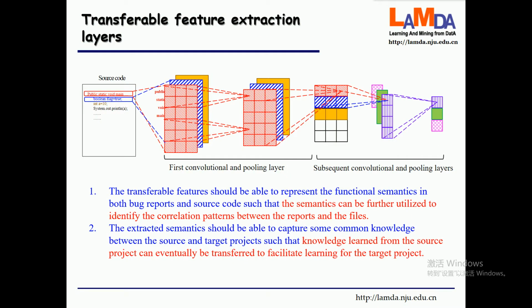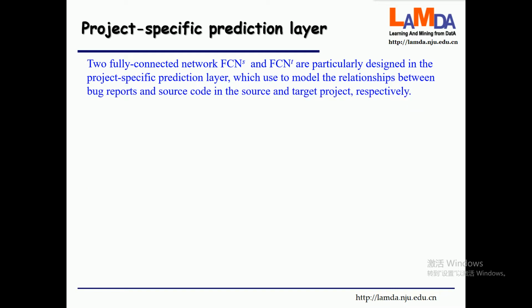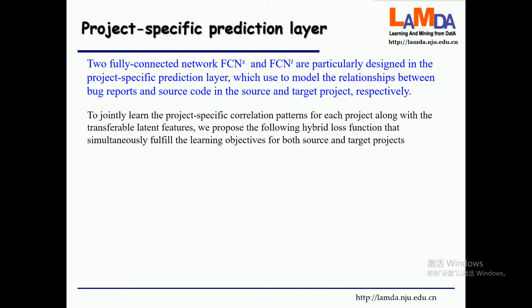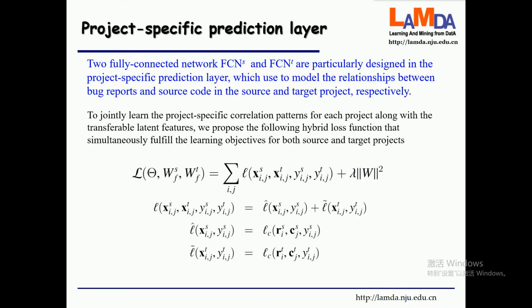In the transferable feature extraction layers, we apply two convolutional neural networks to extract semantics from bug reports and source code, respectively, and such knowledge learned from the source project can eventually be transferred to facilitate learning for the target project. In the project-specific prediction layer, two fully connected networks are designed to model the relationships between bug reports and source code in the source and target projects respectively. And we propose the following hybrid loss function to fulfill the learning objectives for both source and target projects. The first term in the loss is for the source project, and the last term is the loss in the target project.